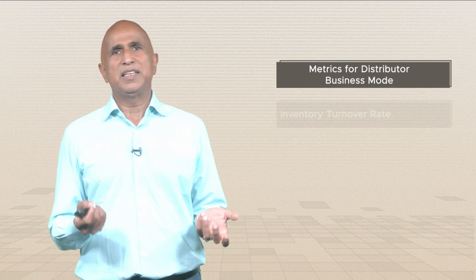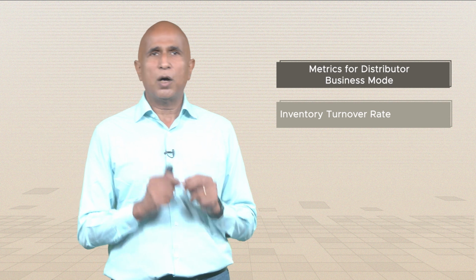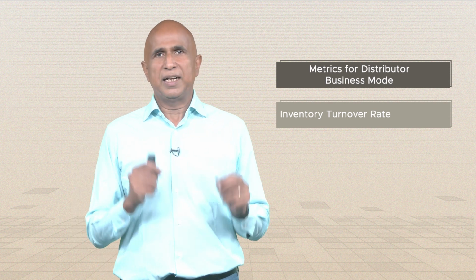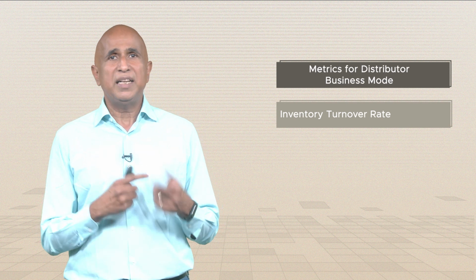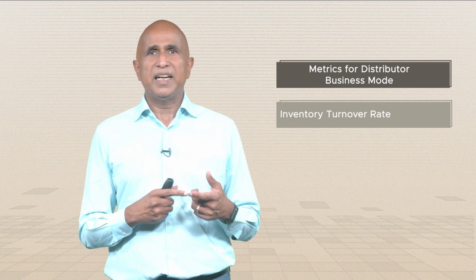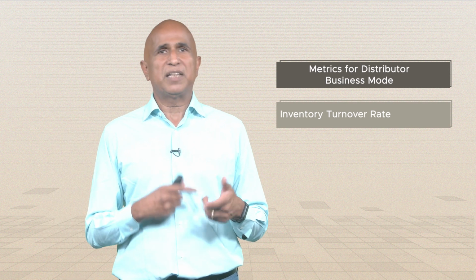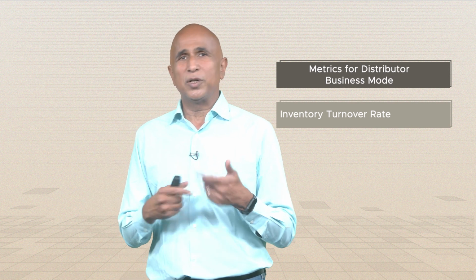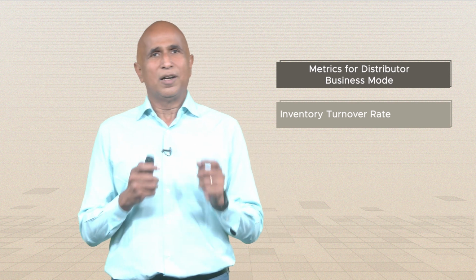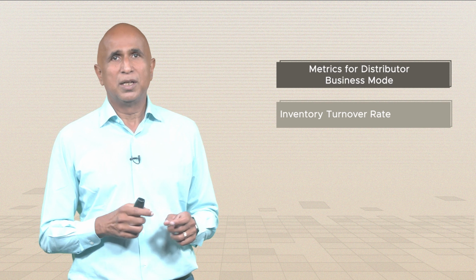One is the inventory turnover rate. This measures how often the company sells and replaces its inventory over a specific period of time. High turnover rates can indicate strong sales or effective inventory management. So, the number of times you are able to turn over inventory is an indicator for a distributor business model.